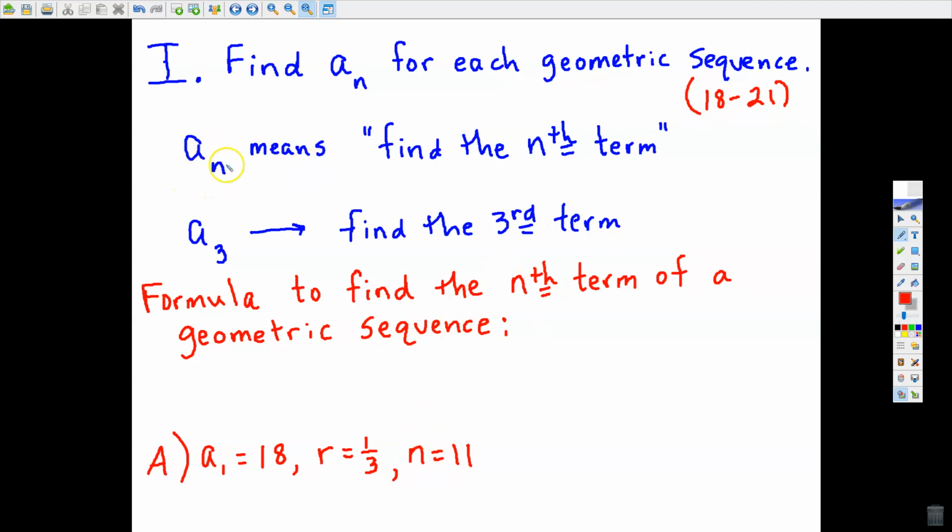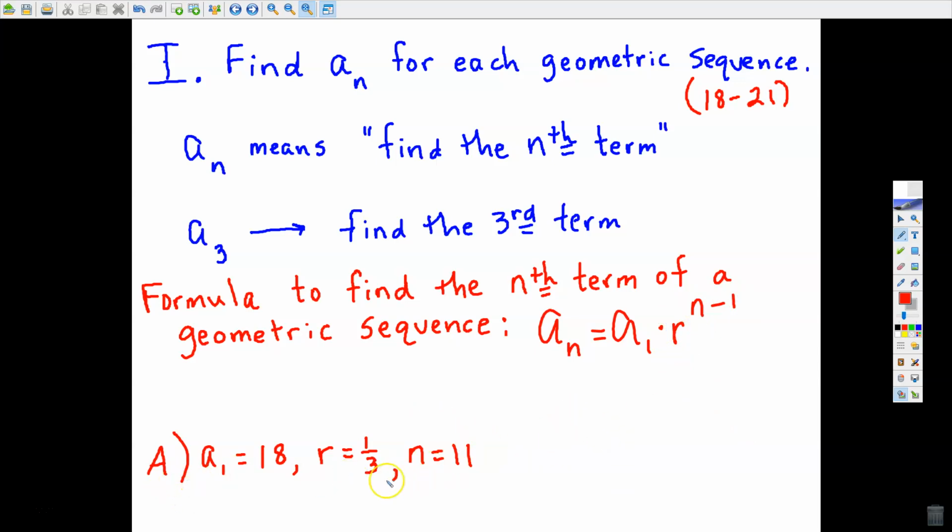Once again, just a reminder, a sub n in words would mean find the whatever term. If you're finding the 8th term, that would be a sub 8. And here's another example: a sub 3 means to find the 3rd term. You'll do yourself a favor if you get real familiar with this formula to help you find any nth term. Here's what that means: I can find any term I want, any nth term, by taking the first term and multiplying times r to the n minus 1 power.